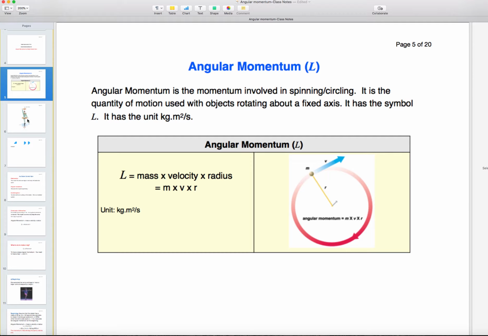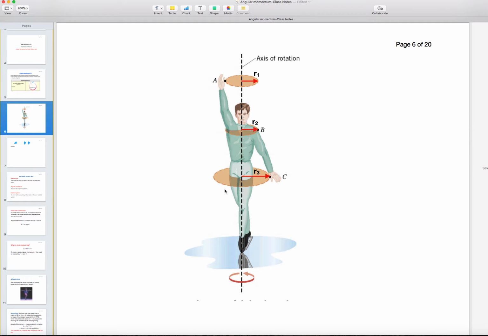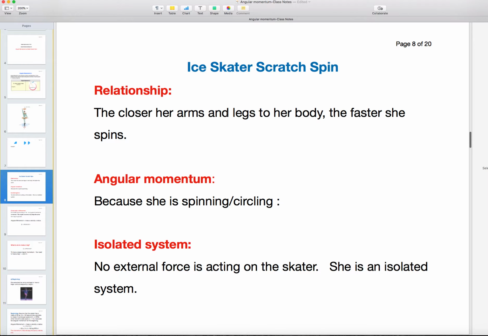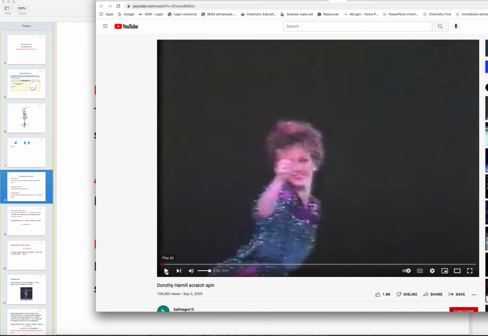So what is radius here? If we take this ice skater here, spinning around the axis of rotation, those are the different radii from the axis of rotation. And he's spinning on his toes here, so there's friction involved, with less friction in this position. Let's then watch a short video to see exactly how the ice skaters do this.